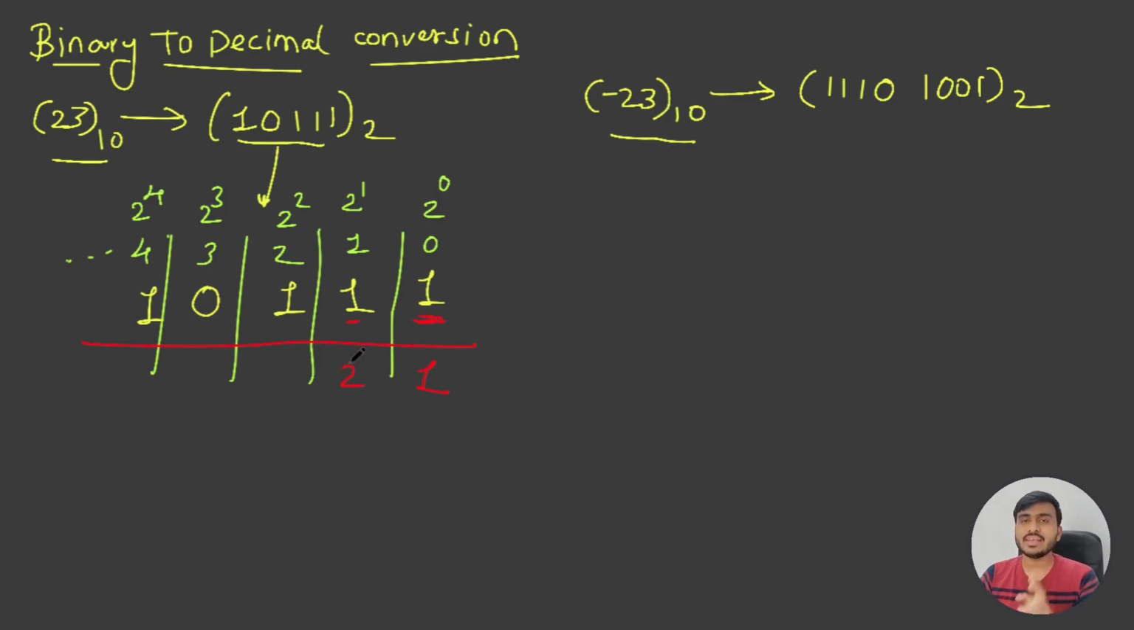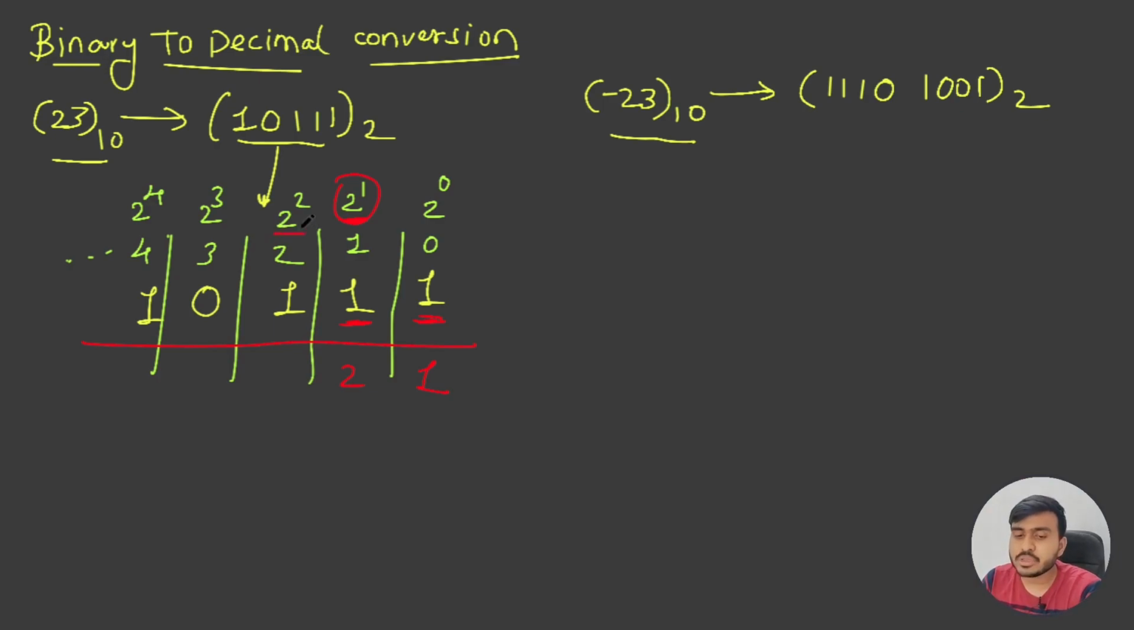In case of binary, we just have two possibilities, two digits. Either it can be 0 or it can be 1. So ideally what we do is we multiply the positional value with the digit at that position. But in this case, the digit is 1. So whenever the digit is 1, the multiplication result is always going to be the positional value, and whenever the digit is 0, the result is always going to be 0.